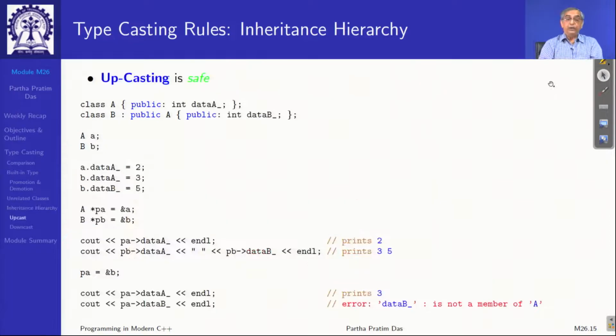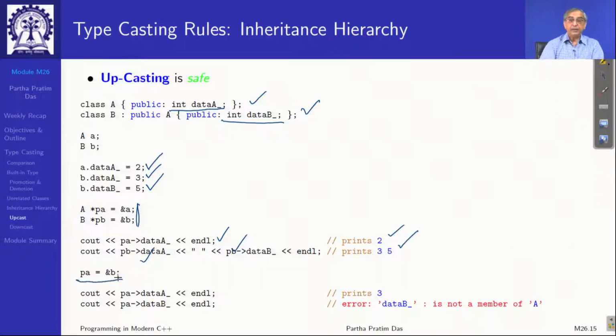So, we conclude that upcasting is safe. So, if I now take explicit classes A and B with two data members, A has one member, B has an additional member, and of course, it will have the member of A inherited. So, in the A object I set the data A, in the B object I set data A as well as data B, and I create two respective pointers with the addresses. I print through the pointer to A, I print through the pointer to B, I get correct values.